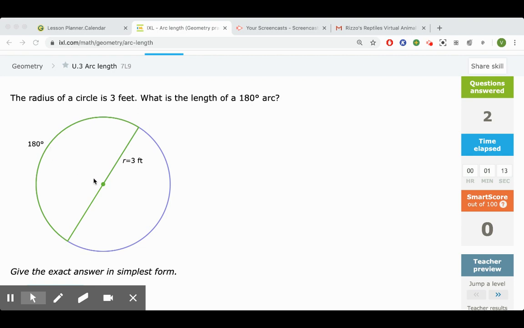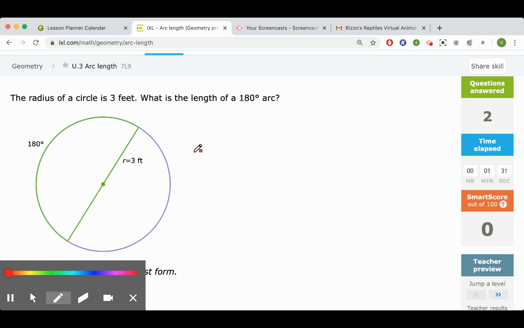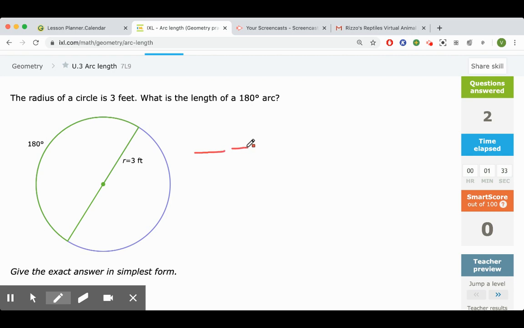So we have to use what we know. So it says this arc is 180 degrees and has a radius of 3 feet. Remember, the radius is that segment that goes from the center to the circle. Okay? Proportions are how you solve this. Okay?